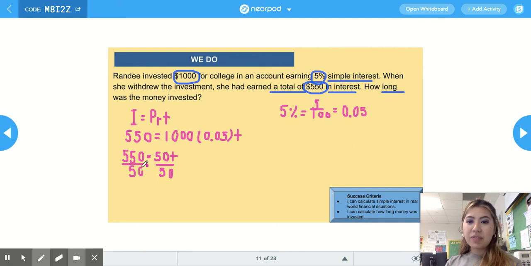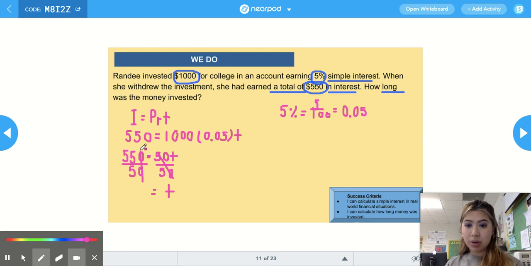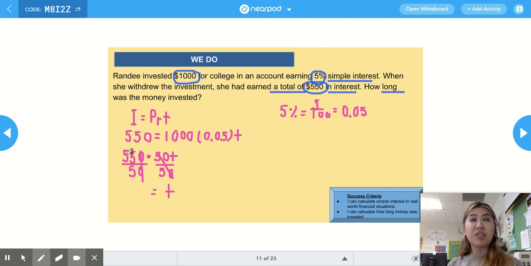50 divided by 50 is 1, so we can cross those out. So now we have t is equal to, we could do 550 divided by 50 using a calculator, or since we have 2 zeros at the end of the number, this doesn't work if the zeros are in the middle of the number, but both of them are at the end, so we can easily just cross them out. And so instead of calculating what 550 divided by 50 is, we're just doing 55 divided by 5, which is way easier, and that is going to be 11.